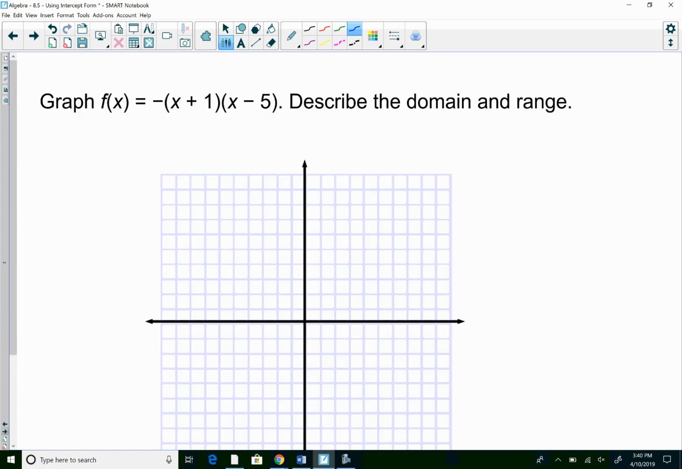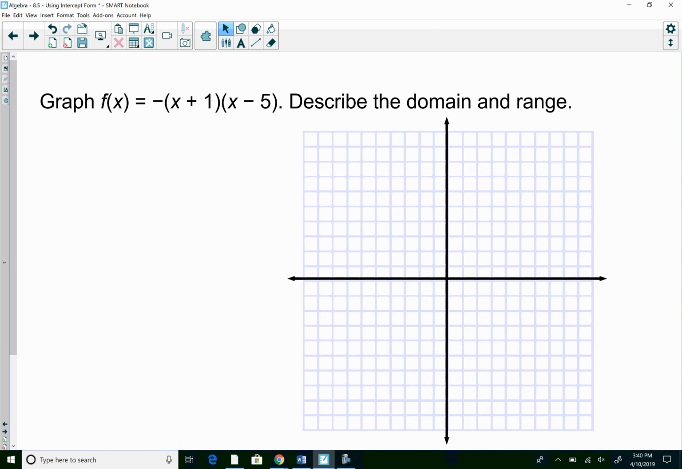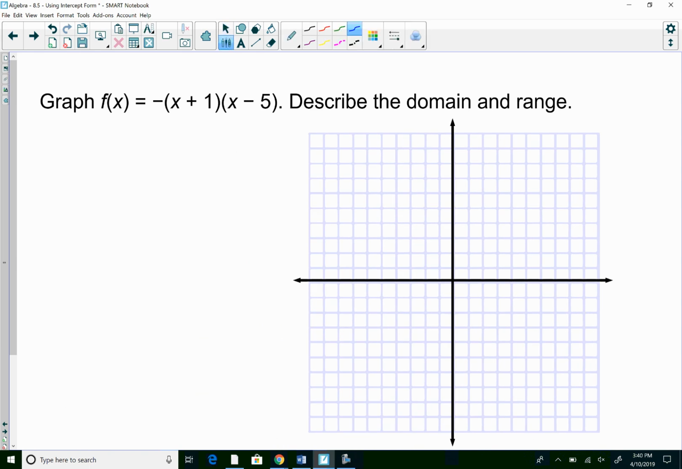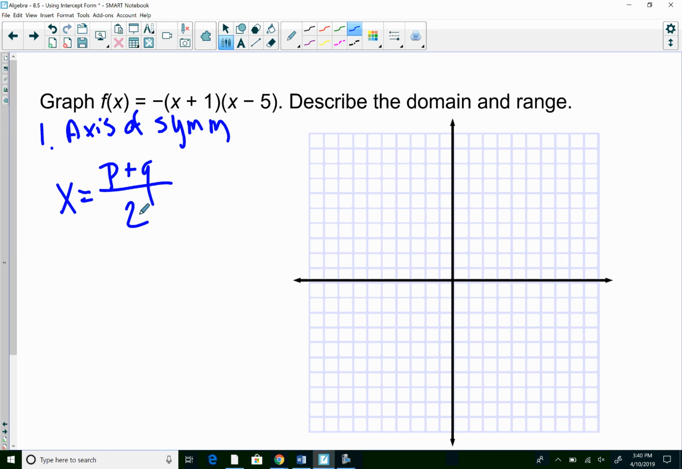First thing we're going to do is an example of graphing, and then you're going to find the domain and range. First and foremost, let's find our axis of symmetry. Remember those steps I told you? Let's use that formula. We're going to take the P value plus the Q value and cut it in half. Now remember, we're looking at these two numbers here, and it's opposite of what we think.